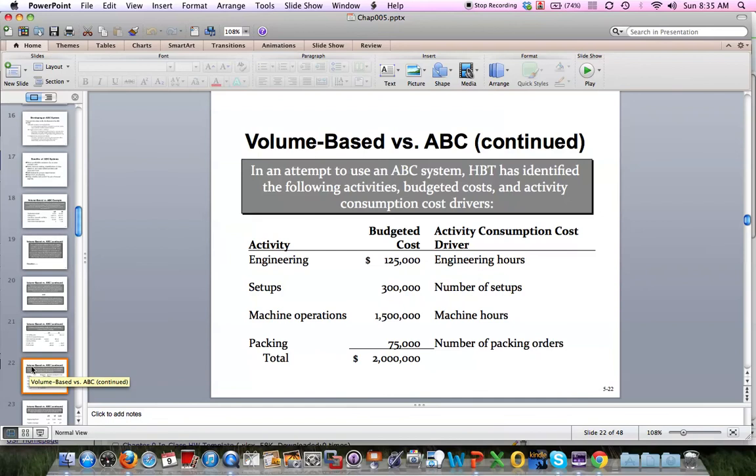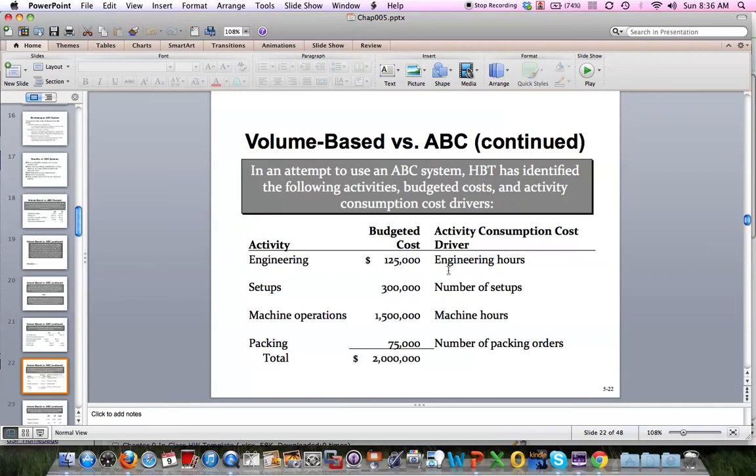So now we're going to take the same information and everything else, but now apply it to ABC. I mentioned before that we have a $2 million pool of overhead or indirect cost, and you can see on this screen that we've broken down those costs into 4 different activities. As they begin to think about an ABC system, they do their interviews and questionnaires, looking at what it is that our people are doing, and they came up with 4 main activities. Engineering, with a budgeted cost of $125,000, and the activity cost driver will be engineering hours. I'm sure we've got a fleet of engineers continuously working on our product, so we can easily measure their hours.